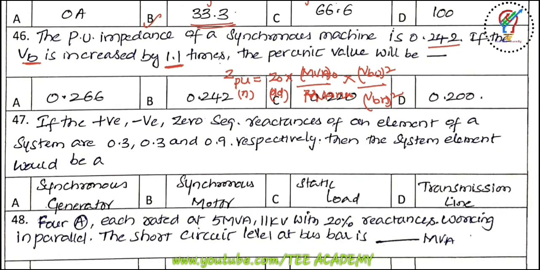Z per unit new is equal to Z old value 0.242, I'll write it down. Into MVA is the same, so they're going to cancel. So into 1 divided by 1.1 whole square. If you solve this, you will get the answer as D, 0.2. Okay, so we'll move to the next question here.